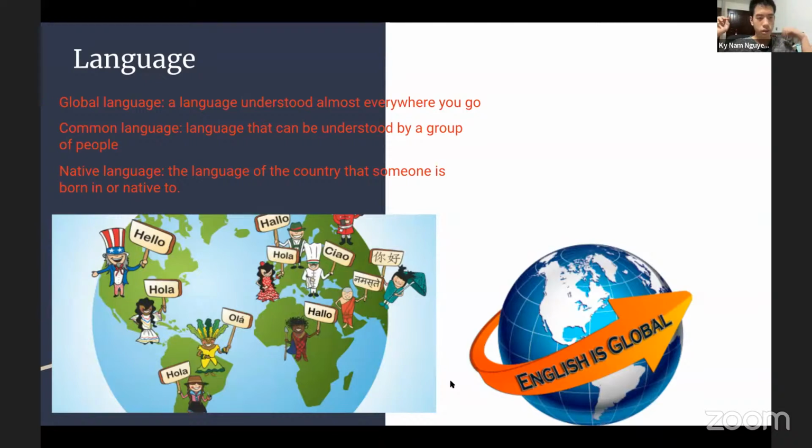Next after that is common language, which are languages that can be understood by a group of people or just many people. And then native language is the language of the country that someone is born in or native to. So it's a language that originated from a specific country or region. Anyone have any questions? If not, I'll move on as usual.